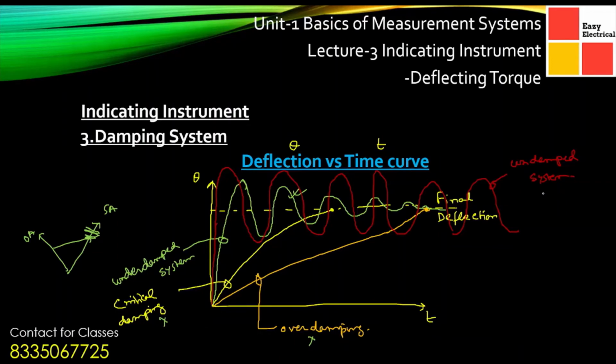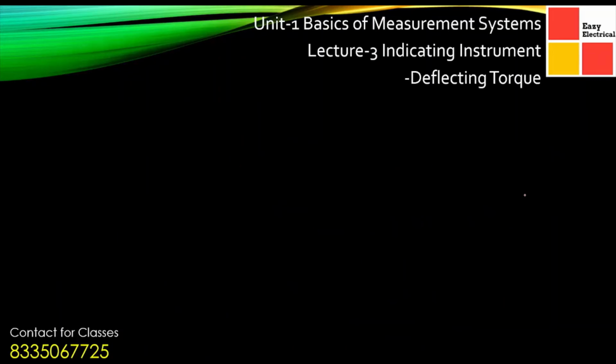Another point is that in an undamped system we basically do not use the damping system. In that case we cannot reach the particular value. There is a range up to which the value generally oscillates. And here, as you can see, this value is oscillating from this positive peak to the negative peak, and we cannot get the final output, the final result.